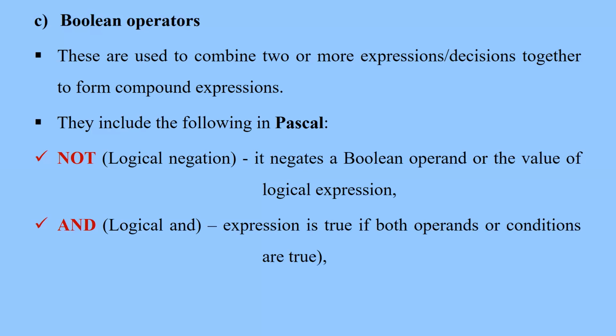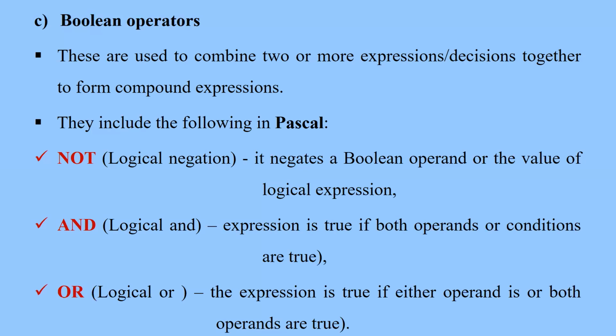It is followed by the logical AND, A-N-D. AND in an expression evaluates to true if both operands or conditions are true. Then we have OR. We call it logical OR. The expression is true if either operand is true or both operands are true. In C, these three operators are represented as follows, respectively.